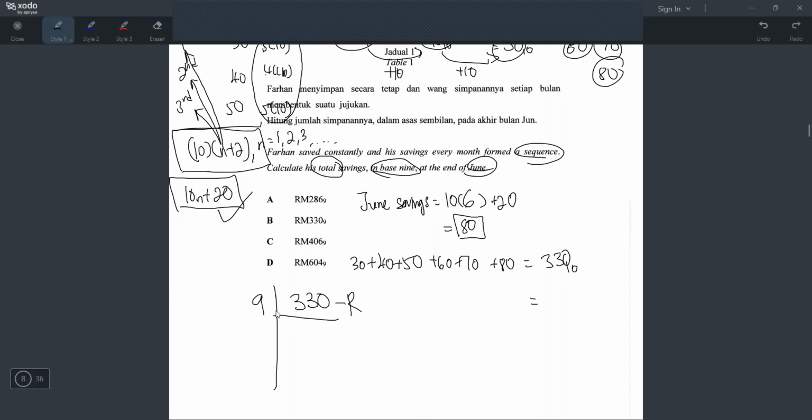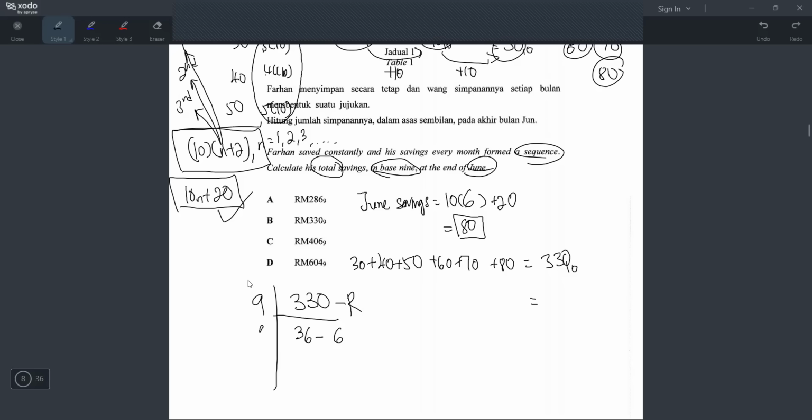So what is 330 divided by 9? You can use a calculator. 330 divided by 9, you will get 36.666666. It means that it's 36. And then what about the remainder? The remainder will be the decimal at the back, which is 0.66666 times 9. So I get 6. Actually, if you press like that, the calculator will give you 5.999, but it's 6. And then you divide by 9 again.